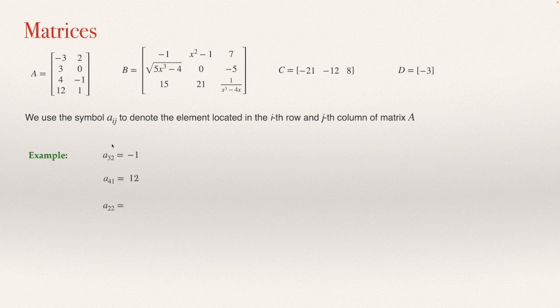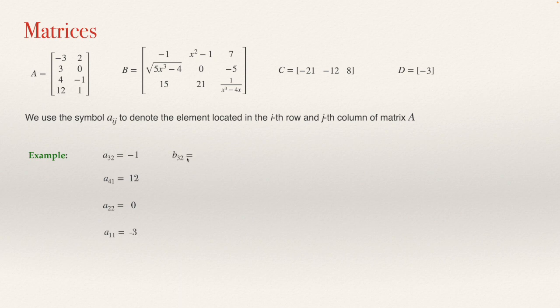A22 will be the element in matrix A that is in the second row, second column. So there will be this 0 here. Or A11 will be the element that is in the first row, first column, will be this negative 3. So in this way we represent the numbers, or we denote the entries of the matrix.